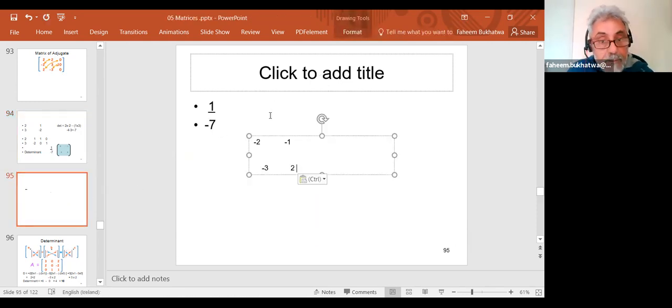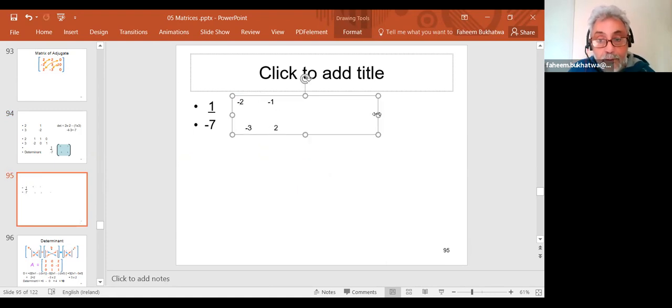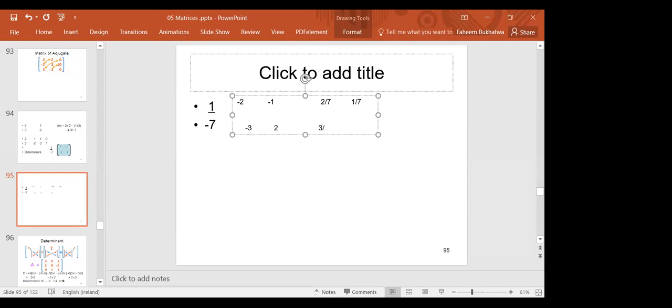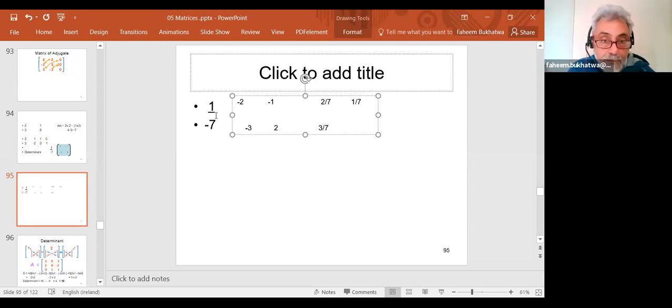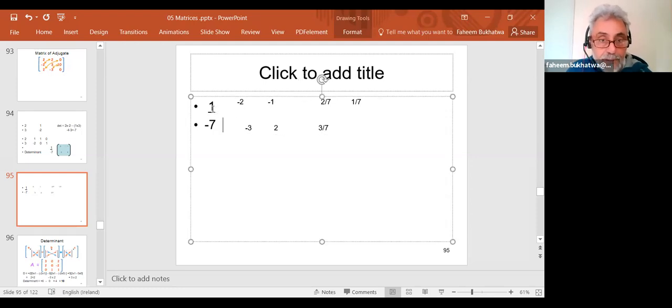So 1 over minus 7 times 2 is like 2 over 7 with a plus sign, right? Minus into minus is plus, 2 over 7. The next item is 1 over minus 7 multiplied by minus 1, which is plus 1 over 7. Are you with me, guys? So it's 1 over minus 7 times 3, which is plus 3 over 7. And finally, 1 over minus 7. It's better to show it as minus 1 over 7.